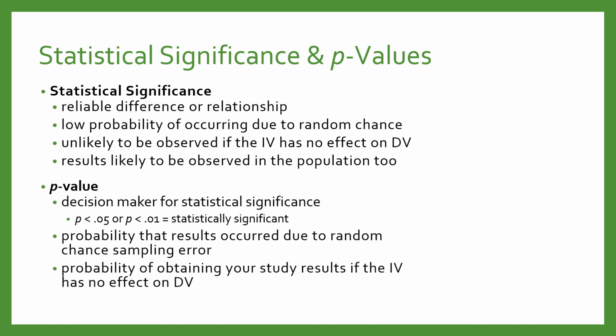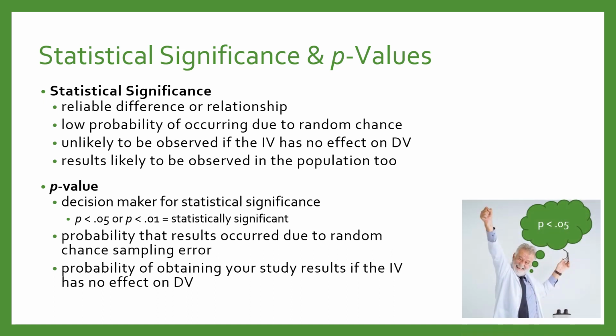So when we talk about probabilities and how likely things are, we're really focused on p-values. And in statistics and in research, we love low p-values. We want to see that p less than 0.05 or p less than 0.01. And what that basically says, if your p is less than 0.05, it means that there is less than a 5% chance that your results occurred due to random chance sampling error. In other words, there's less than a 5% chance that you got your results even if the independent variable had no effect or relationship with the dependent variable.